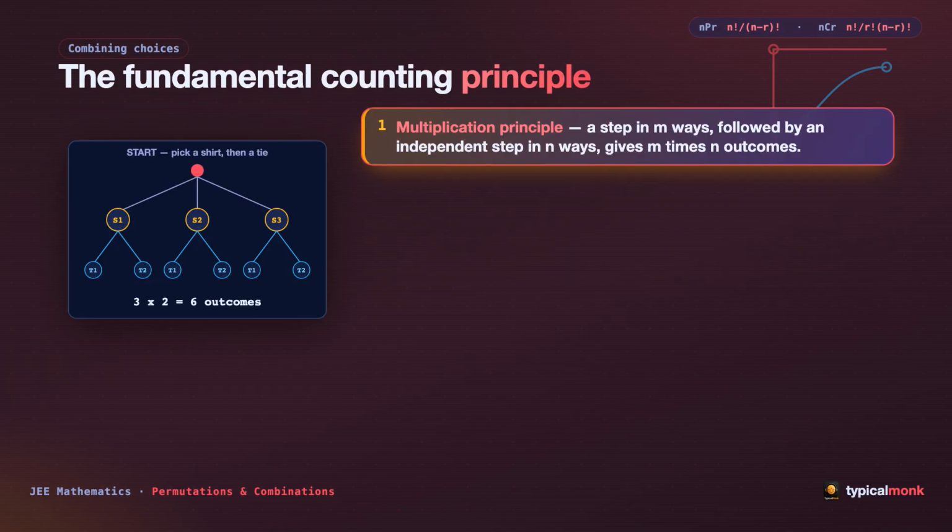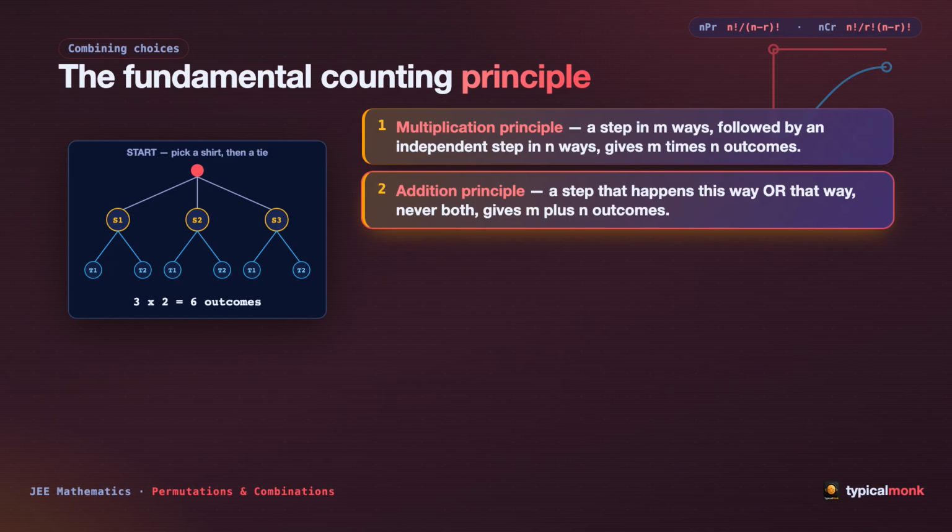Now look at this tree, because it turns the fundamental counting principle into a picture. Start at the top, you are choosing a shirt, then a tie. First, the multiplication principle. If one step can happen in m ways, and a second independent step can happen in n ways, then both steps together happen in m times n ways. 3 shirts, 2 ties, 6 outfits. Second, the addition principle. If a step can happen this way or that way, and the two ways cannot happen together, then the total ways is simply m plus n.